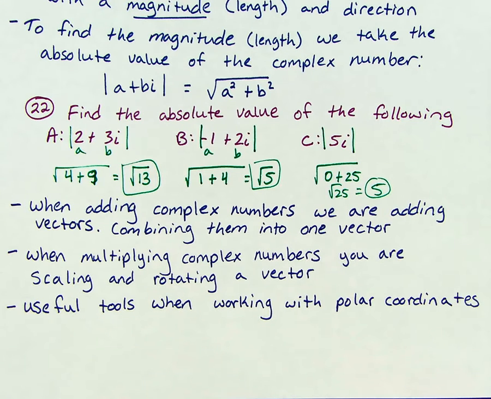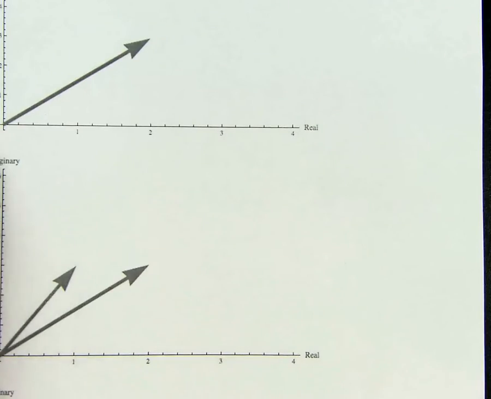Now when adding complex numbers, we are adding our vectors together and combining them into one vector. And when we're multiplying complex numbers, you are scaling and rotating a vector. Okay? Now these can be very useful tools, and it's a useful understanding when you start working with polar coordinates, which in the real world, I guess that would be how planes would navigate, or even ships would navigate. They use polar coordinates. But we're going to talk about what I just said graphically here.